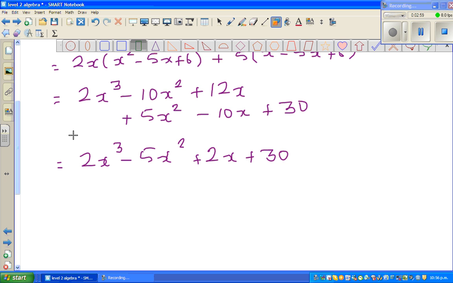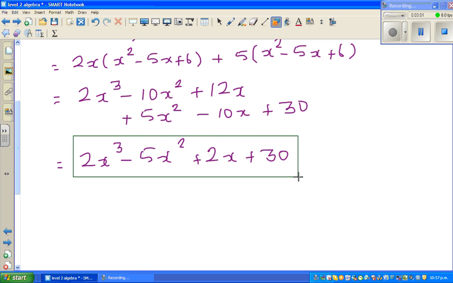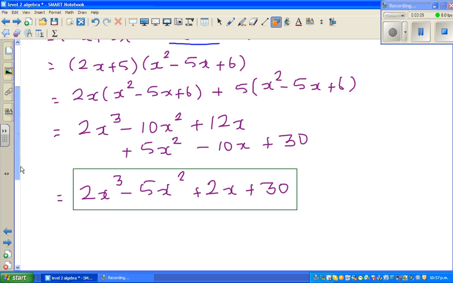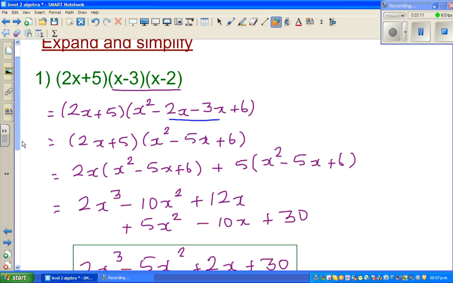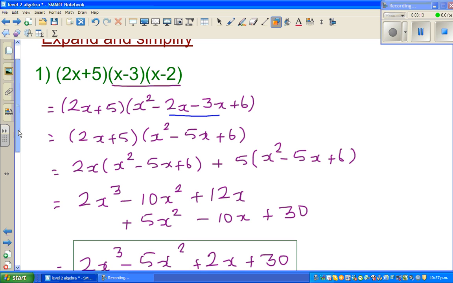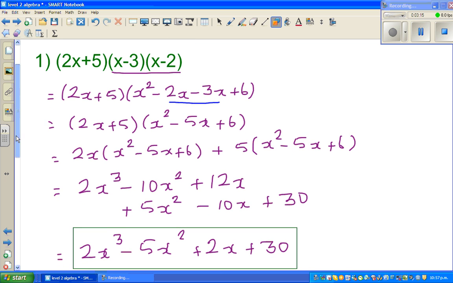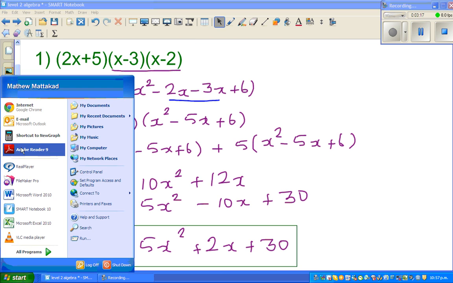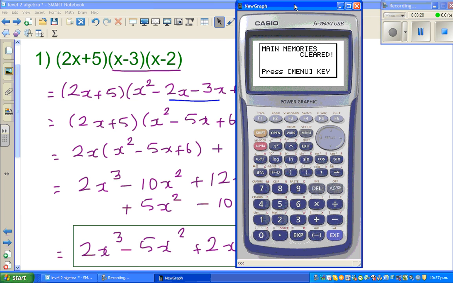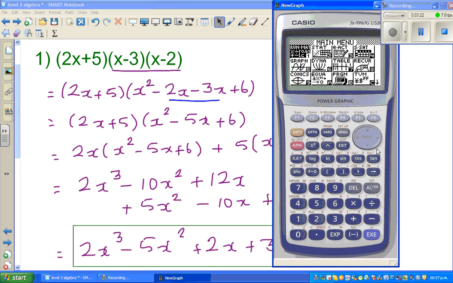And as always, I like to check my answer. I'll use a graphic calculator in a subtle way, in a cunning way, to check my answer. So this is my question. So I'll keep this inside. Okay, and get my calculator out. Go to your table menu.